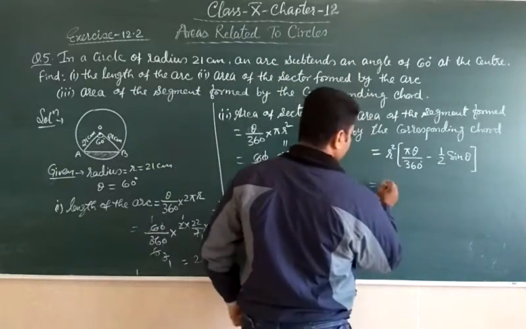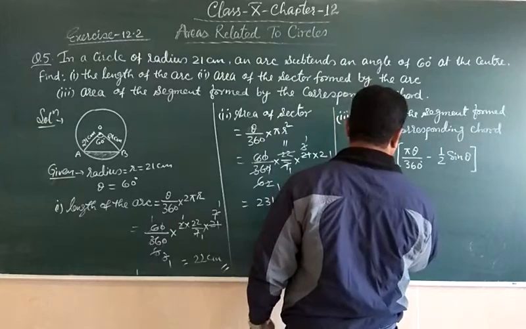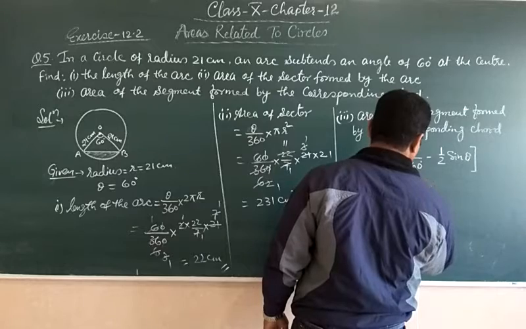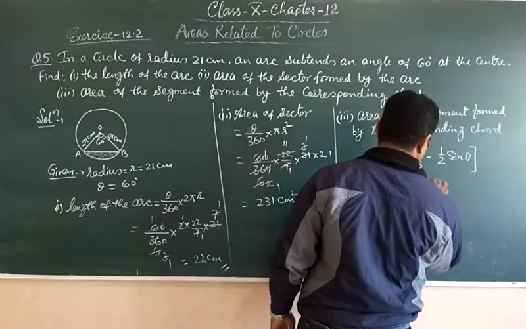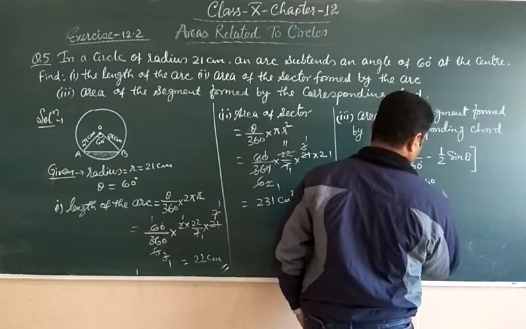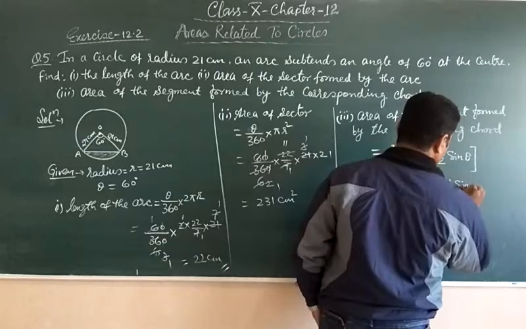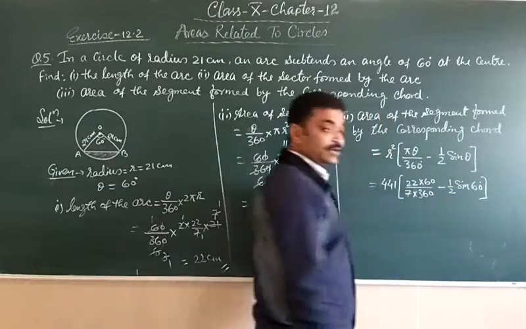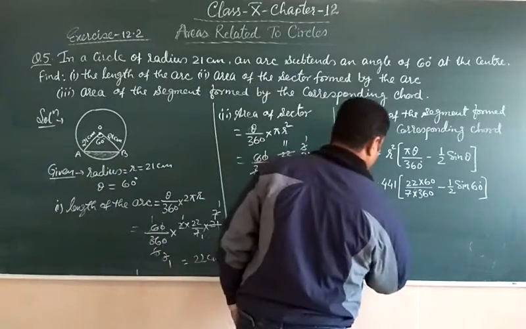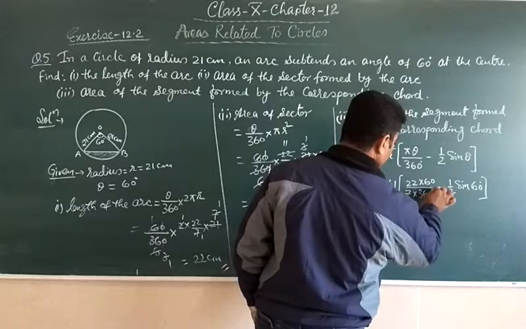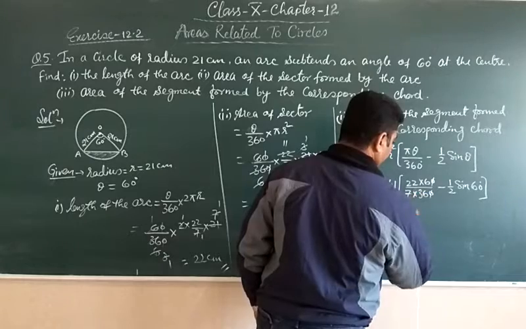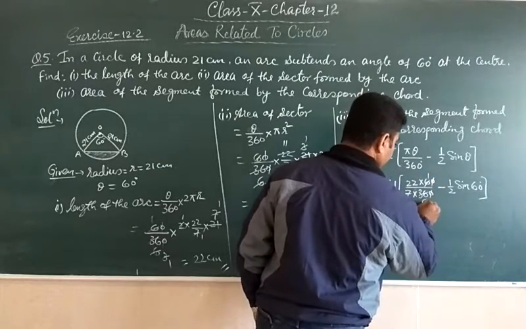Now r square is 21 into 21, that is 441, and inside, pi, that is 22 upon 7 into 60 upon 360, minus 1 upon 2 sin 60 degree. So what is sin 60 degree? Root 3 by 2. Okay. So here 0 0 cancel. We can write 6 1 is 6, 6 6 is 36.